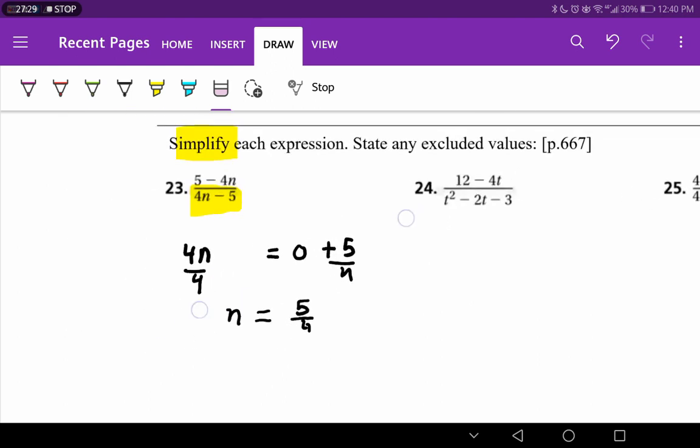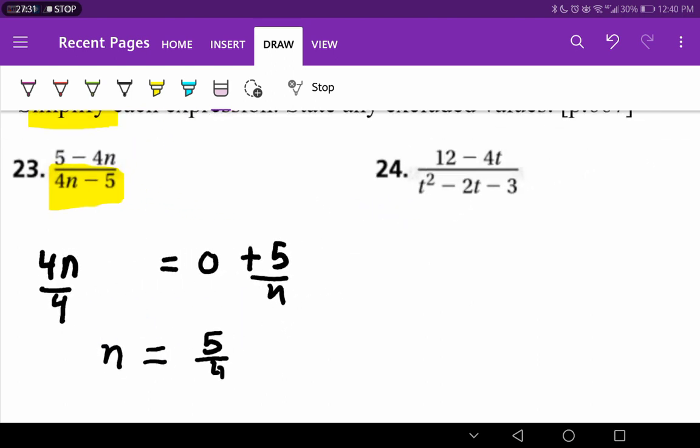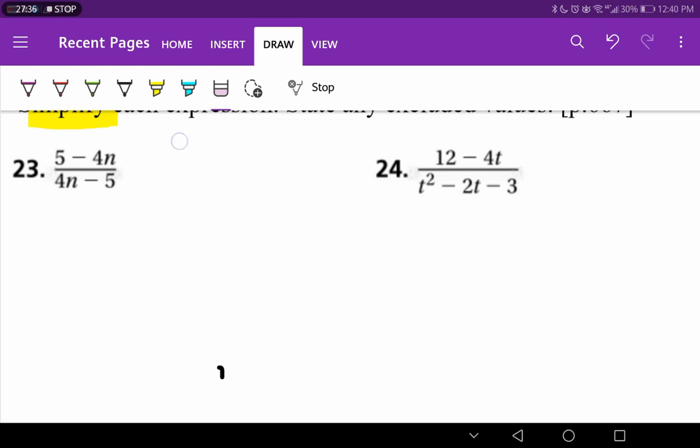Good. Do we need to do this? No need. But can you give it briefly, the question 24? Yes, please.